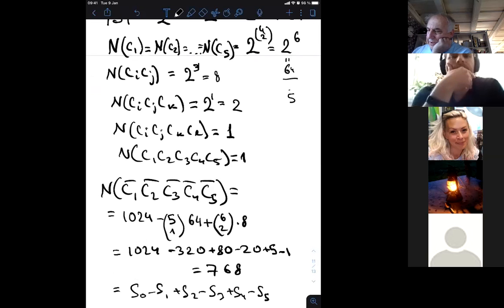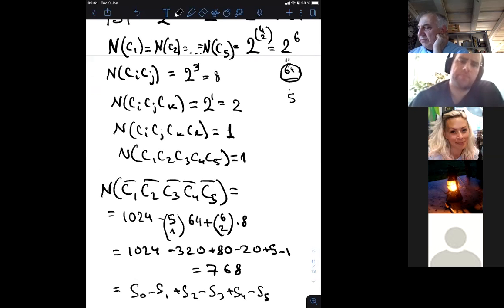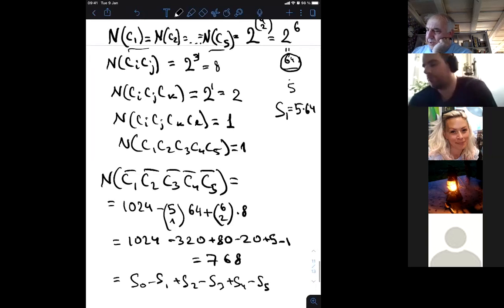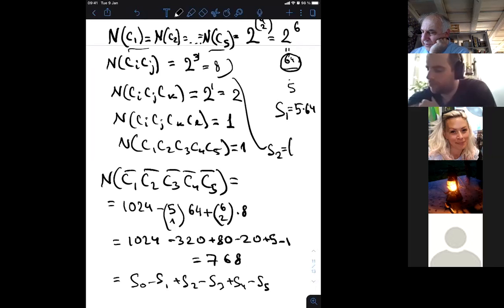Okay. So we have 64 guys which satisfy at least one property. That means that at least one vertex is isolated, but we have 5 such things. So S1 is the union of those things, and this would be the sum of those things. This would be 5 times 64. Now a pairwise thing gives us 8, so S2 would be 5 choose 2 times 8.